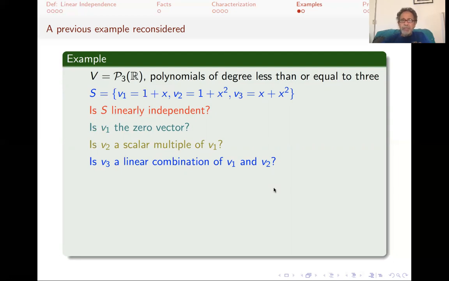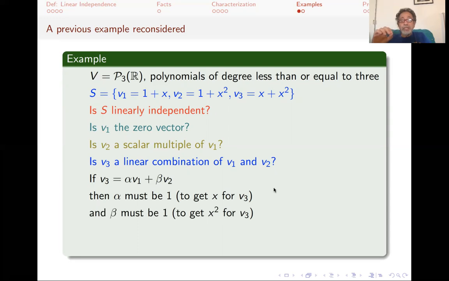Now this one we have to think a little bit, but we can say that if it was, then v3 was alpha v1 plus beta v2. Somehow v3 has x and x squared, and when we find a linear combination of those, we have to get that x and that x squared. The only way we can get x is by v1, and so the coefficient of v1 must be 1. Alpha must be 1 for us to get 1 plus x. For the same reasoning, beta must be 1 because we need to get an x squared.